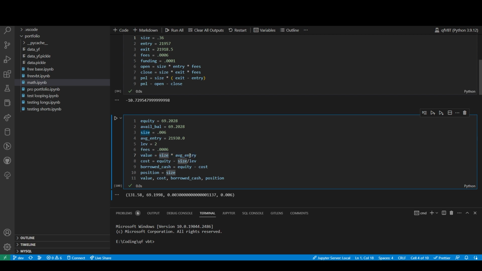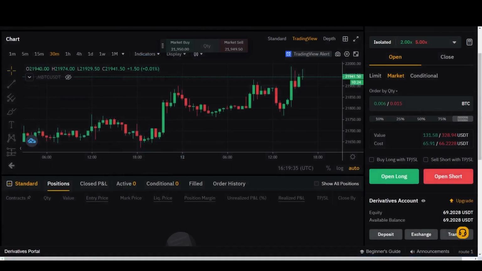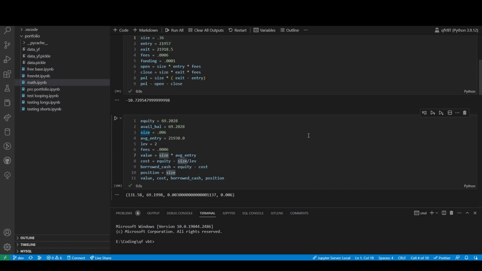It's size times average entry. Okay, that makes sense. But now the cost says it's $69 and this, but yet the actual real cost, according to Bybit, is $65.91. How is it getting this cost?